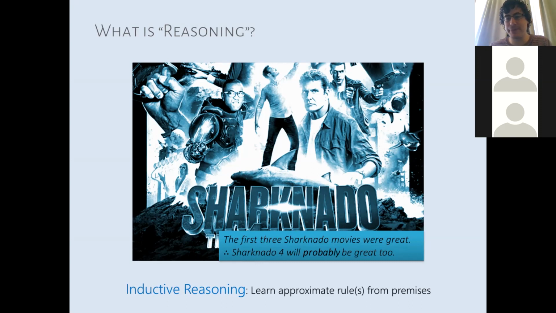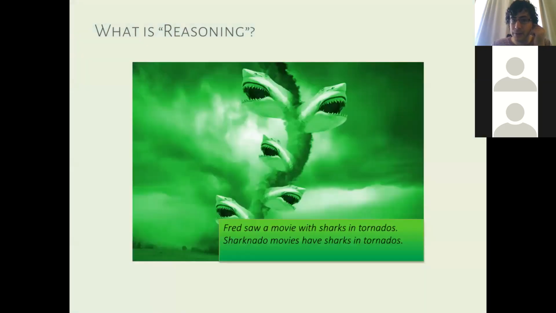Humans perform mostly inductive reasoning. They also perform some deductive reasoning. They also perform the third type, which is subtly different. The distinction is not super clear even to me, but intuitively it sort of makes sense.